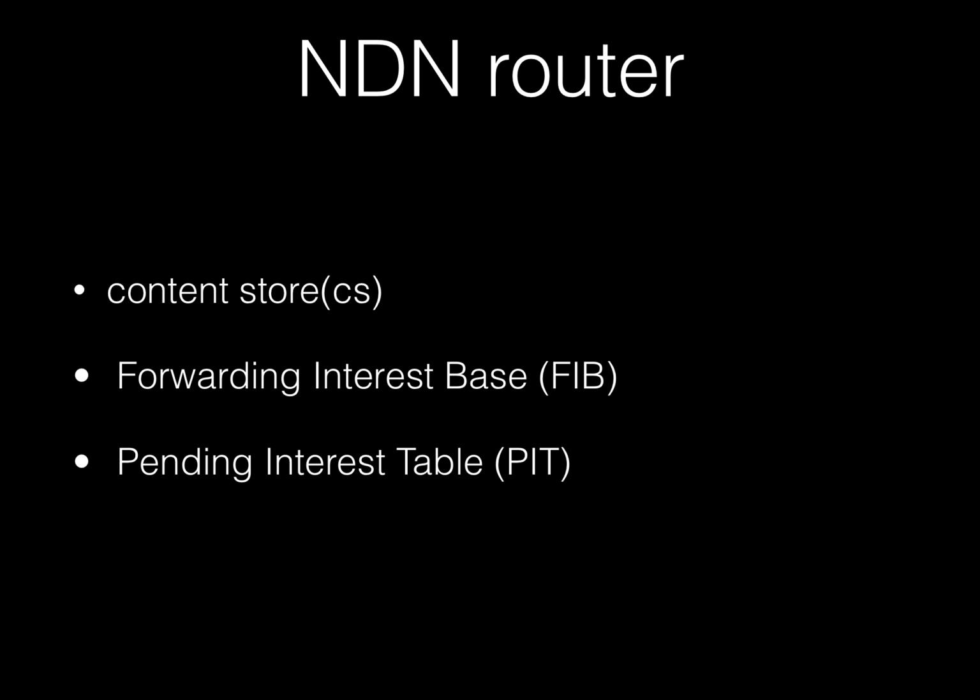The second component of NDN is the NDN router. Content Store, Forwarding Information Base, and Pending Interest Table compose NDN routers. We use the Content Store, aka CS, to cache and retrieve content. In this way, when a satisfied interest is given, the NDN router will return the corresponding file to the user.